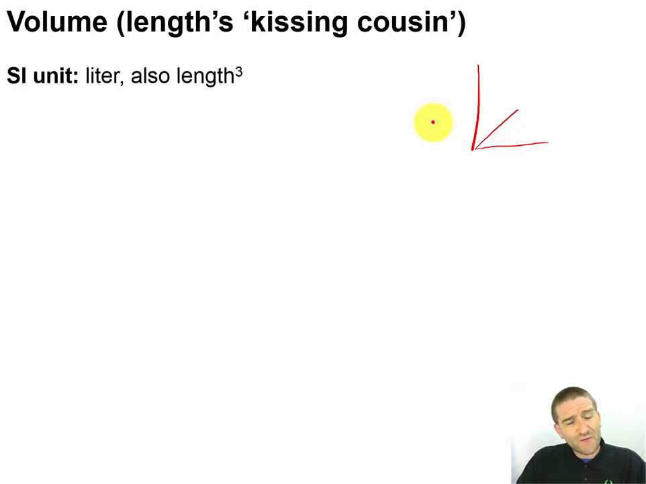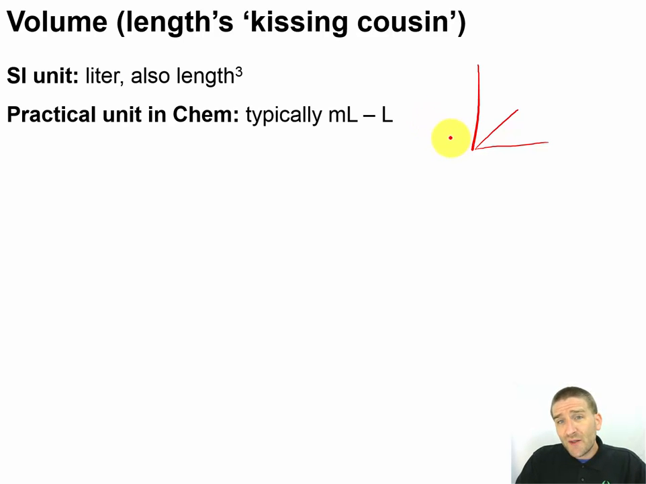Now, the SI unit for this is going to be the liter, or some sort of a cubed length. Now, the practical unit for chemistry is usually going to be milliliters or liters, though sometimes we'll be talking about microliters. Rarely we'll even talk about nanoliters if you're heading in a biological chemistry direction or a medicinal chemistry direction. But for practical chemistry work, we're typically talking about milliliters through liters.